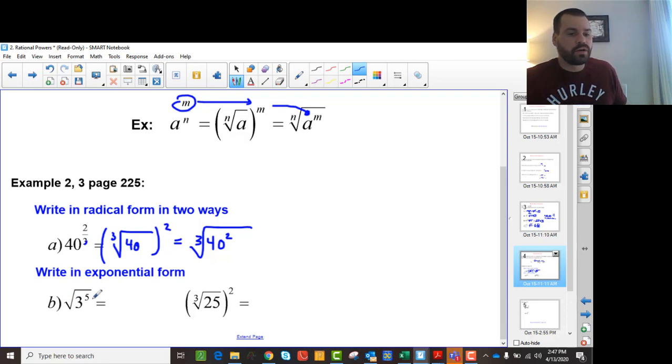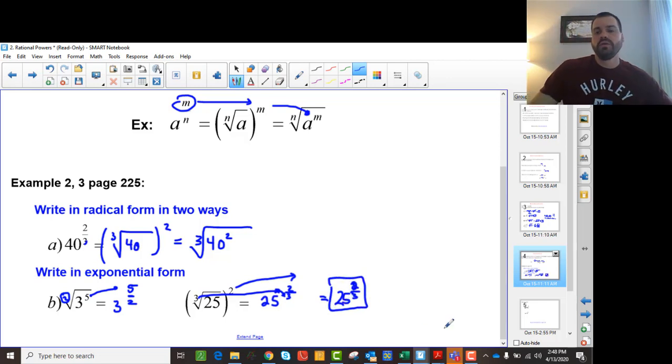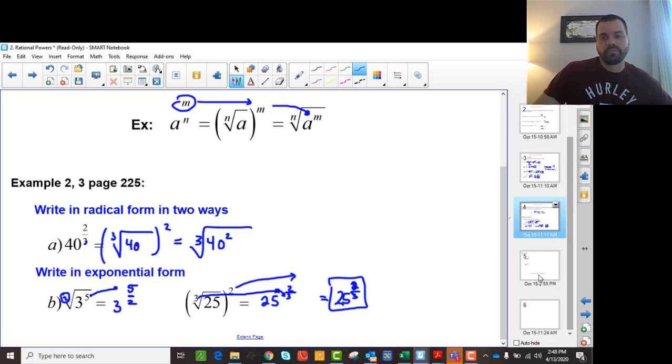Now, we're going to go backwards. If this becomes the numerator, I'm going to write a fraction. It's going to be 3 to a fraction. This becomes the numerator, so 5. And this, which is the index, is going to become the denominator. Now, it's not written there, so it becomes a 2. For this guy, we have 25. This is the numerator of my fraction. This is the denominator. So I get 2 over 3. Okay? So it's 25 to the 2/3. Oops, 2/3, sorry. 25, not 2. So that's how we would write that in exponential form.